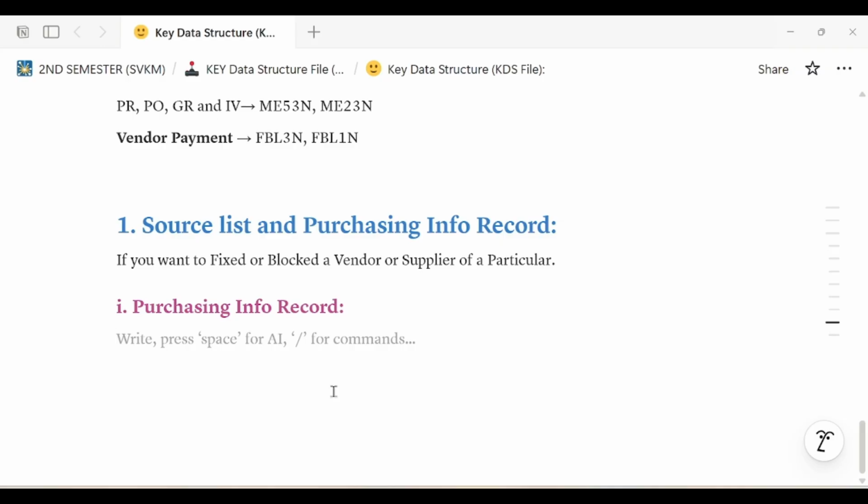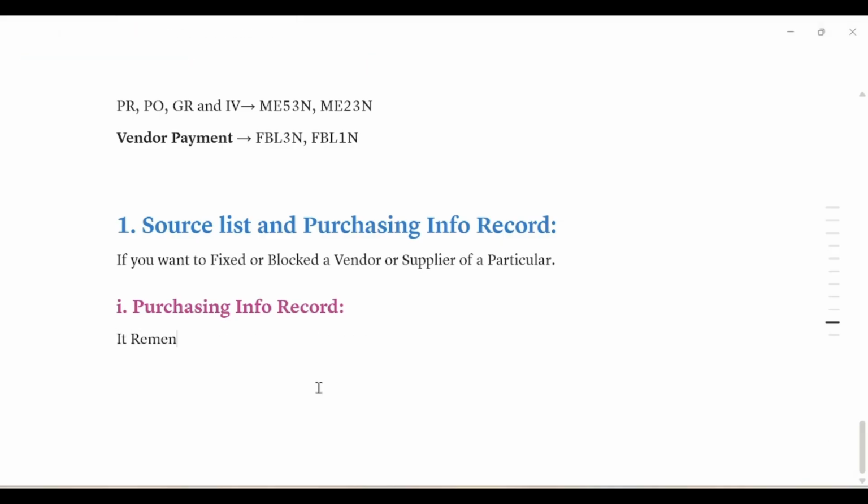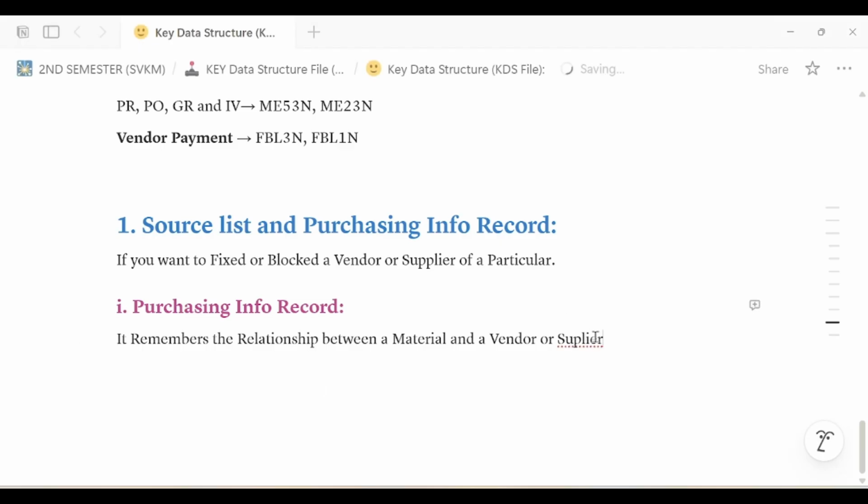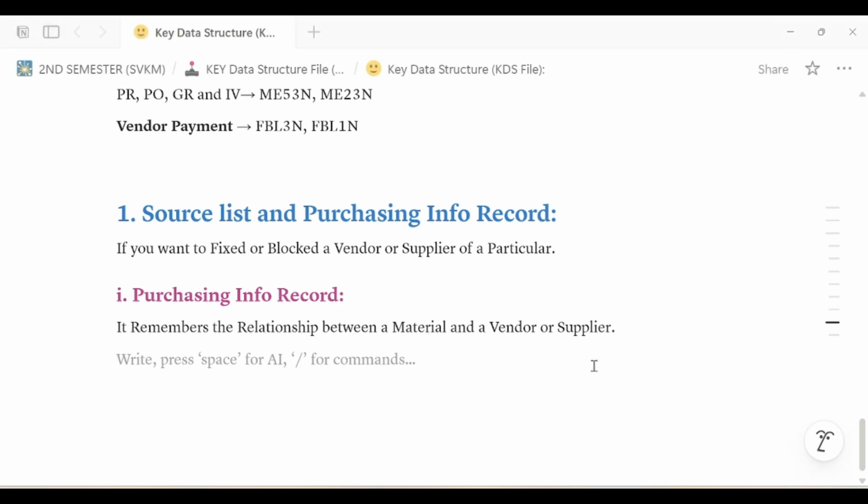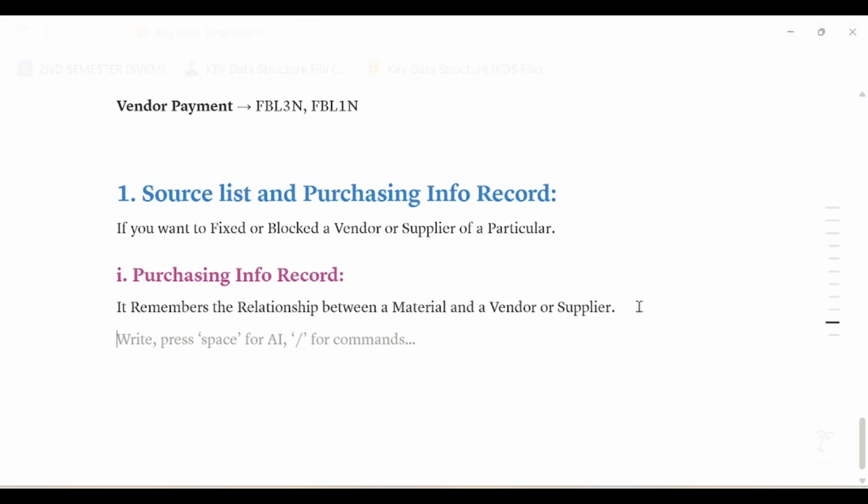It maintains the relationship between a material and a vendor or supplier. So for that we use the purchase info record or purchasing info record. Second, what are the T codes we use?